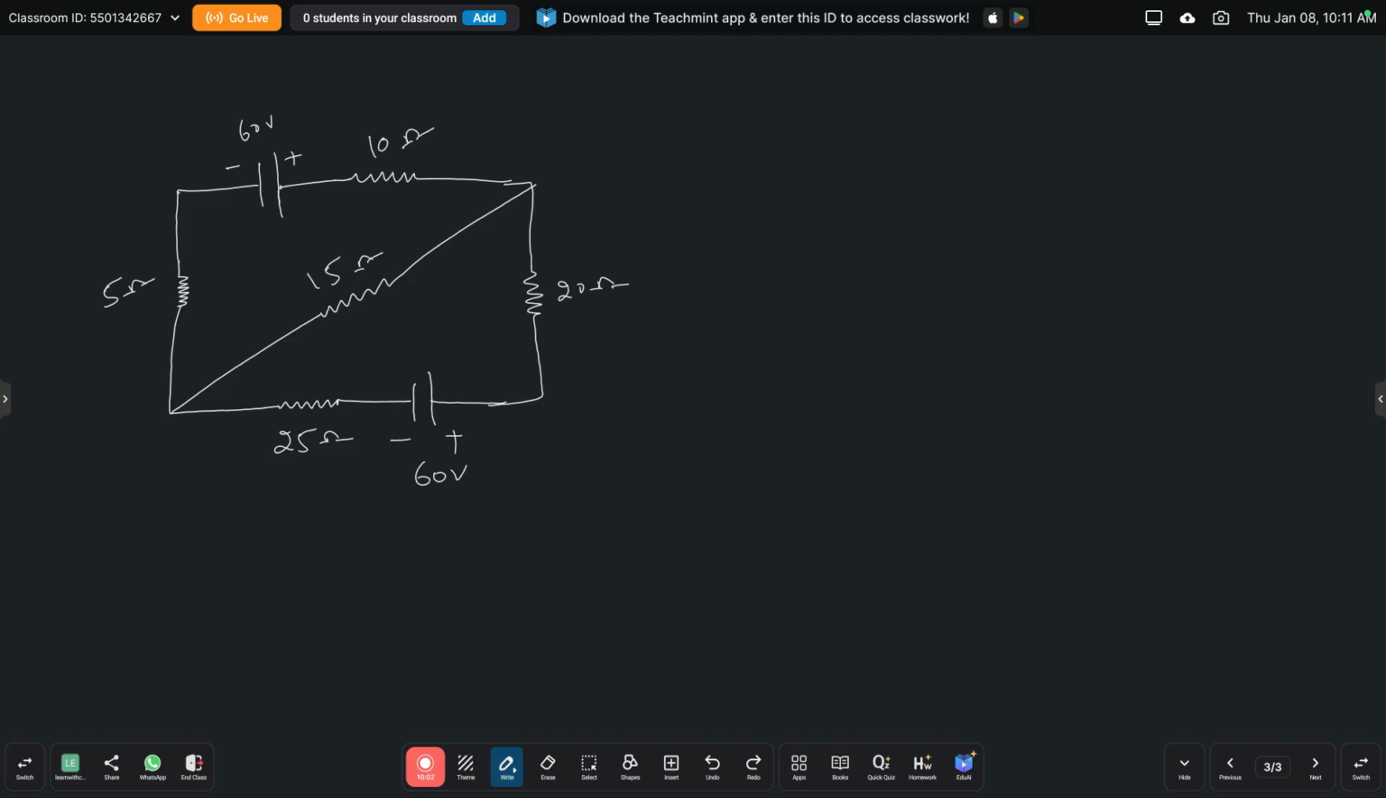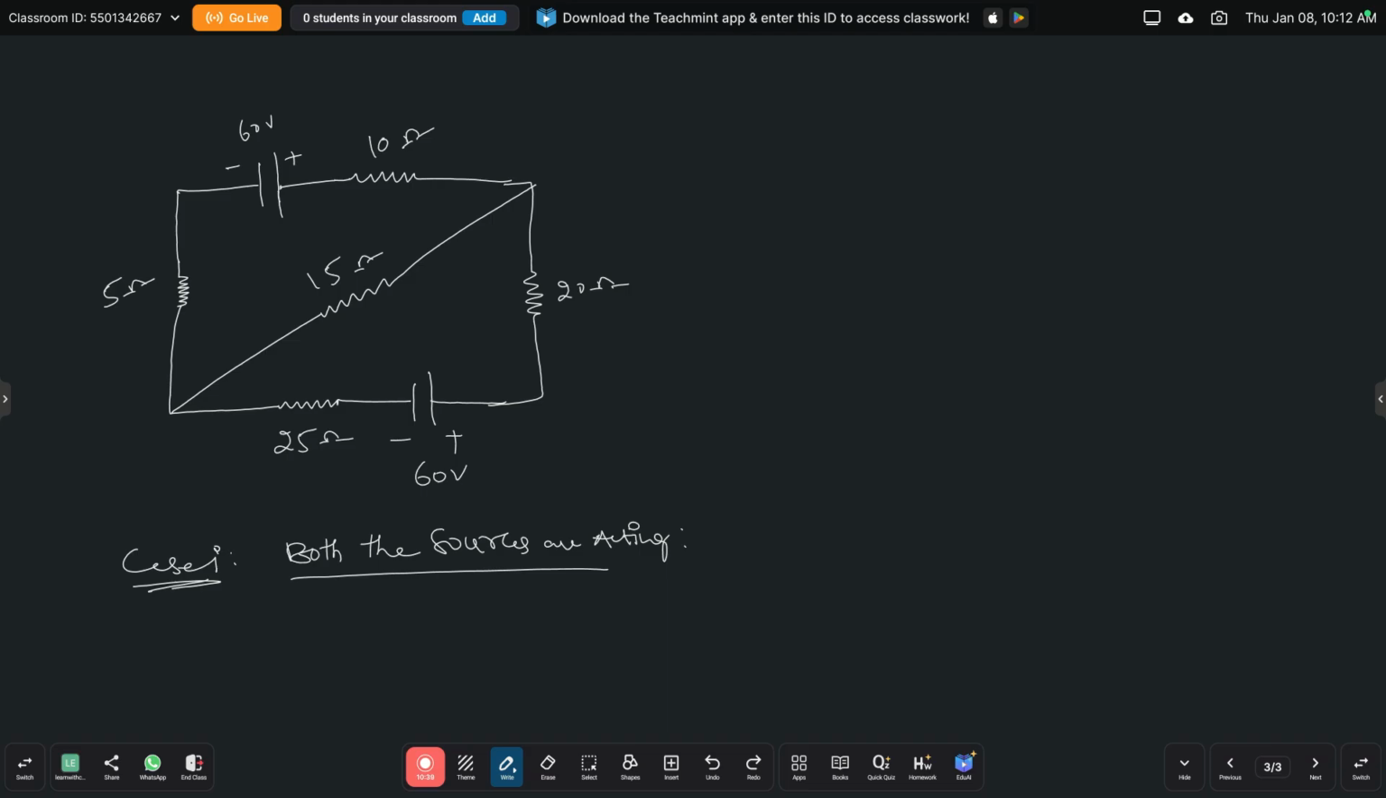First, both the sources are active. Next, in the second case, one of the 60 volt sources is active, and in the third case, the other 60 volt source is active. So first we take case 1, where both the sources are acting. When both the sources are acting, we draw the same circuit. I am taking this circuit only.